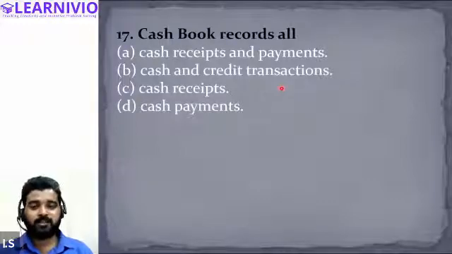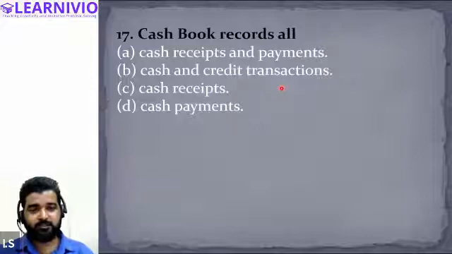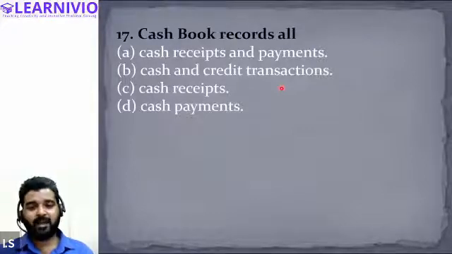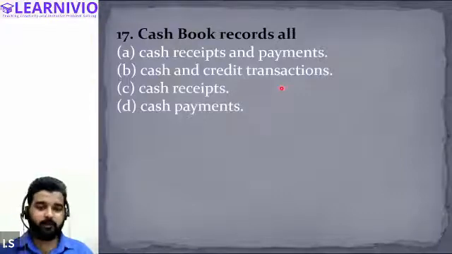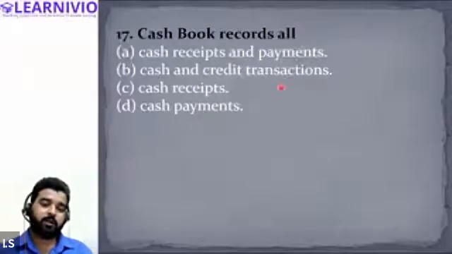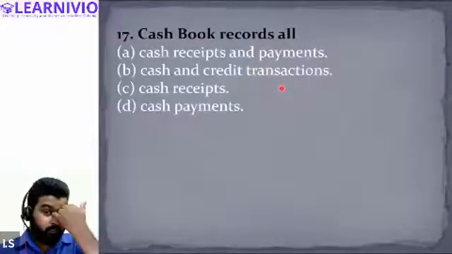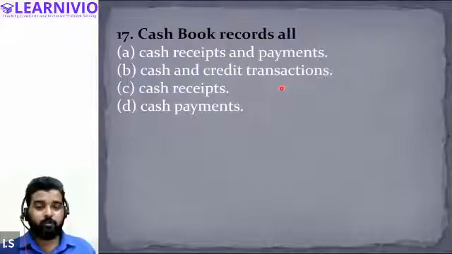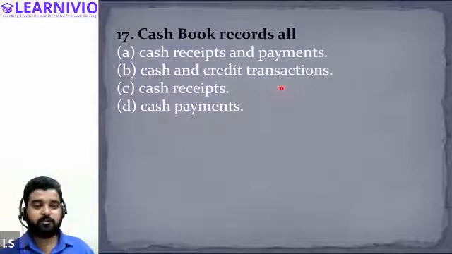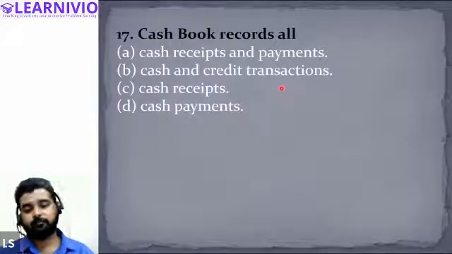Both receipts and payments of cash, right. On the debit side, we record the cash inflows, cash receipts. And on the credit side of the cash book, what do we record? We record all the payments, cash payments. So the cash book only records cash receipts and cash payments. That we discussed in the first class of the cash book, that the cash book is the record that contains the inflows and outflows of cash only. Is it clear to both of you? Yes, sir.